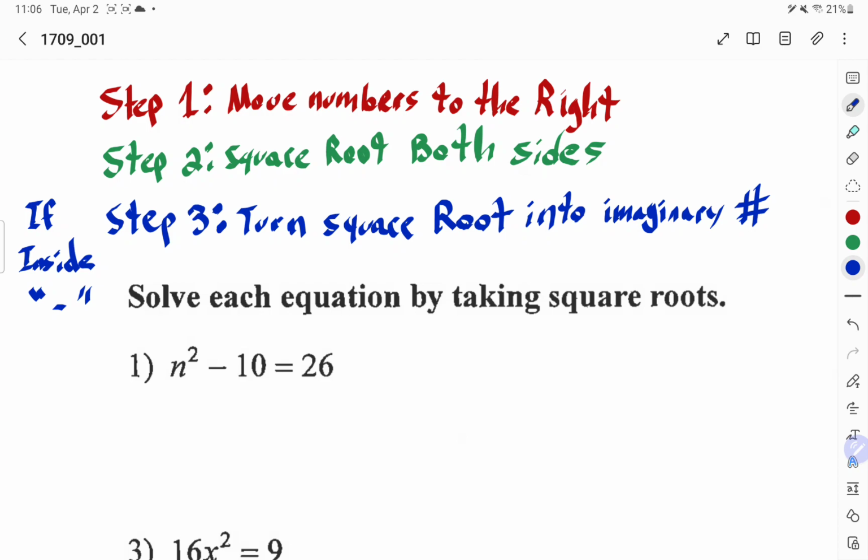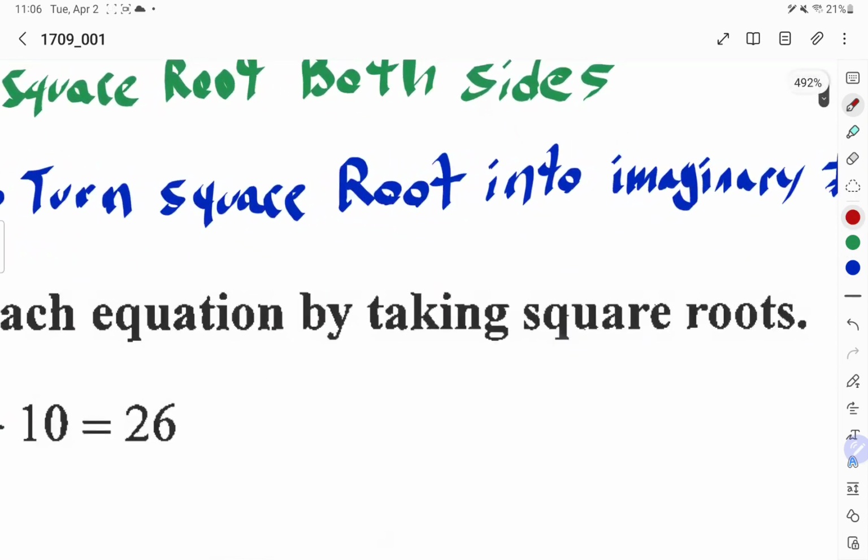Step number 1 says you're going to be moving all your numbers to the right, and I'm going to show you exactly what I mean. Step number 2 says that we need to square root both sides. After that, that's all we've got to do. So let's start with number 1.